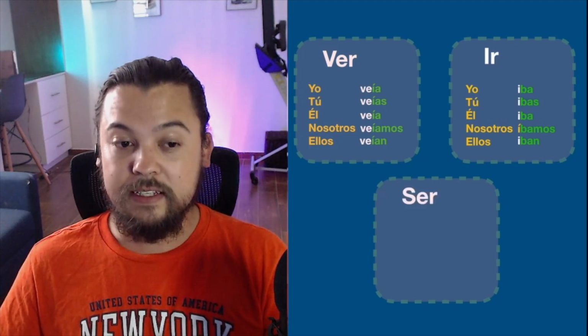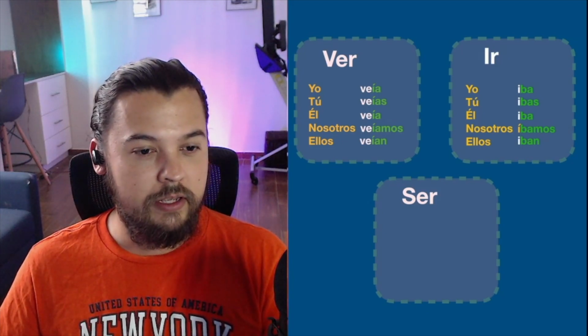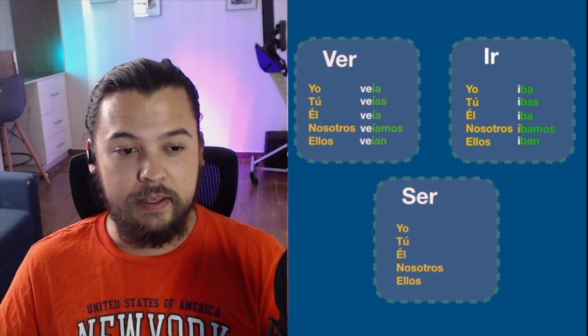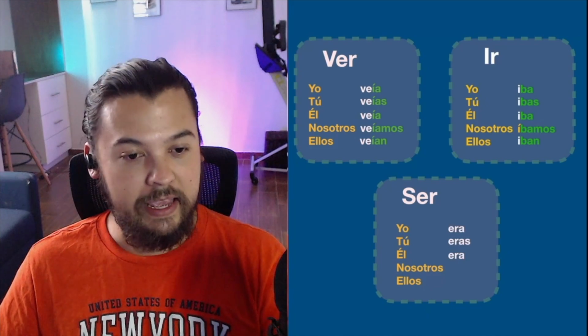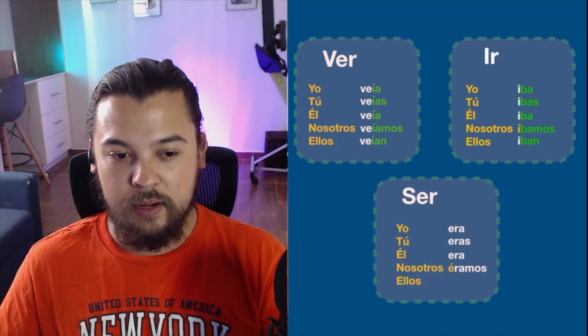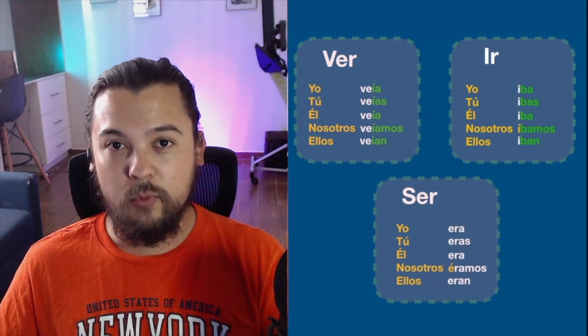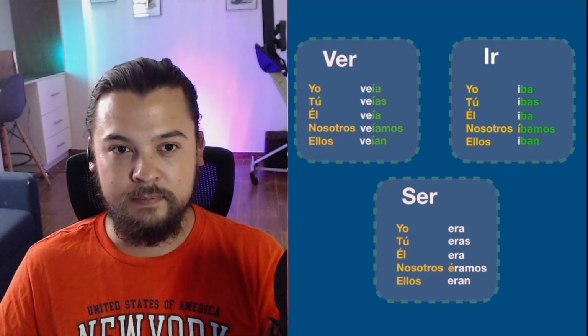The last one is ser. Ser has a particular conjugation. It doesn't really have anything to do with the original verb. Instead, you will be saying yo era, tú eras, él era, nosotros éramos, and ellos eran. Remember, the we form has a tilde or an accent on the first letter.